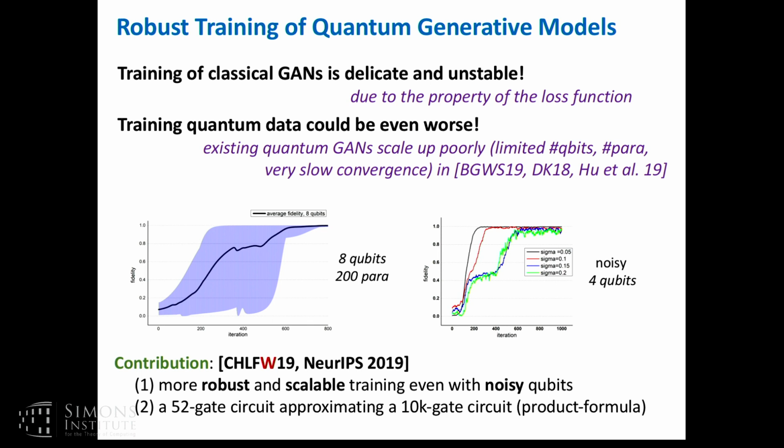So this is the picture we put in our paper. It shows that we can very smoothly train this for 8 qubits, and for each gate it can have 200 gates, rotating gates. And actually, we can do a little bit more than that. We didn't put that into the paper.